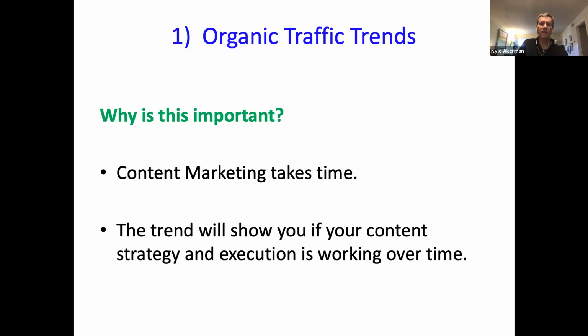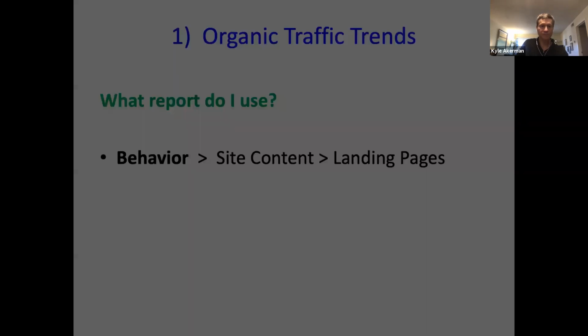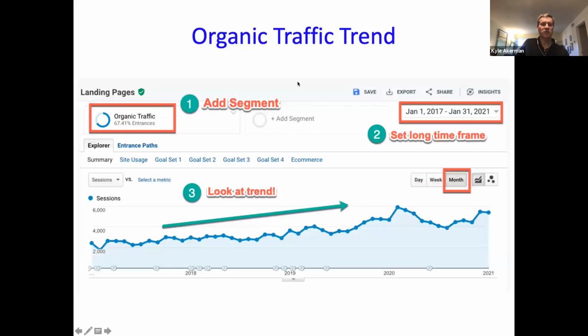So for each of these, I'm gonna show you the report here. This is kind of like the breadcrumb. So you would go to the behavior report, site content, and landing pages. So that's how we're gonna look at these trends. So when we do that, we're gonna do 3 things here to create this report. So first, we need to add a segment. So we're gonna add an organic traffic segment, because we want to know people that are coming from organic search.